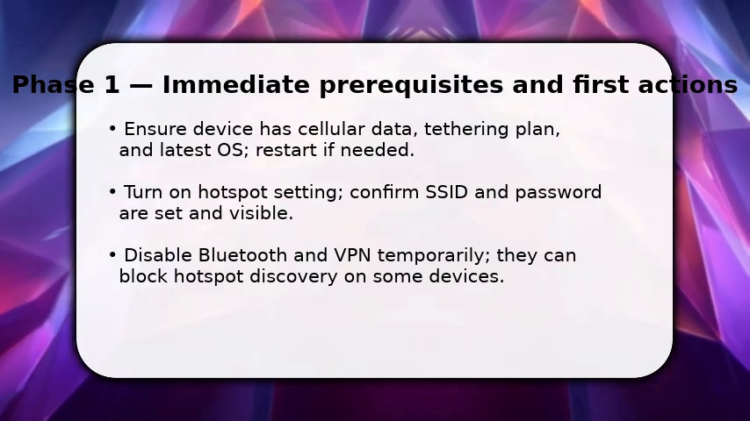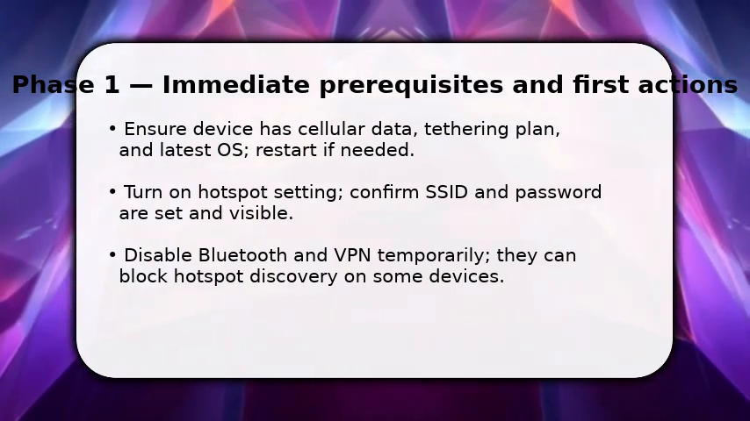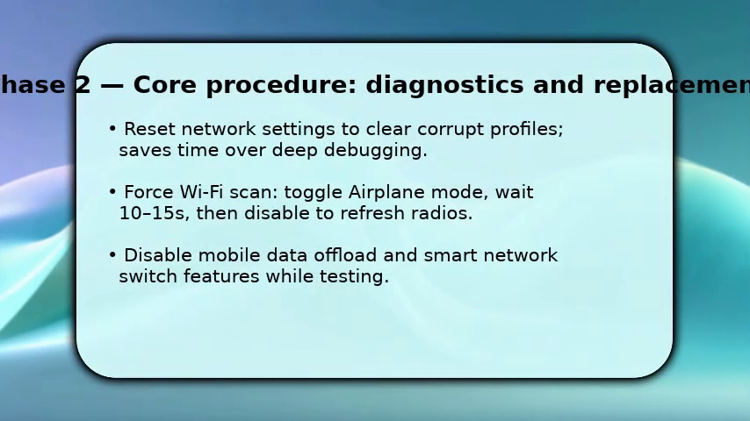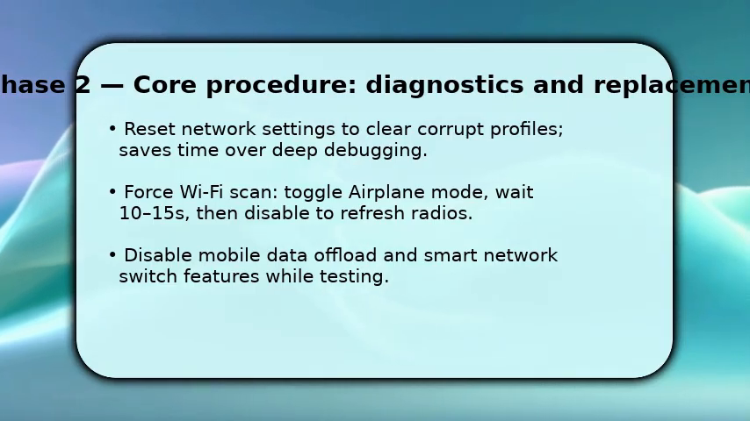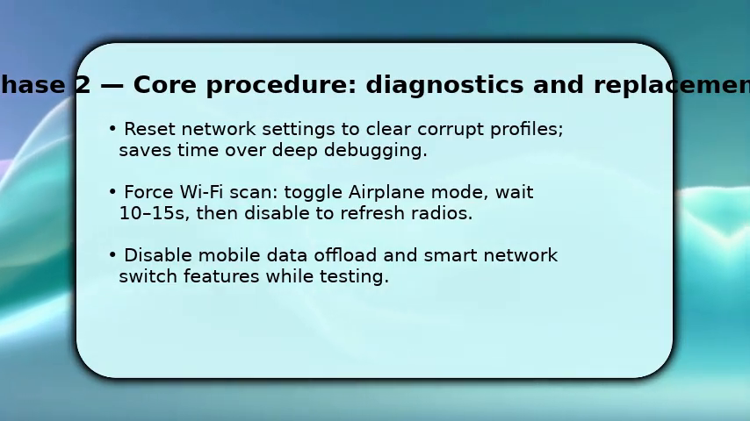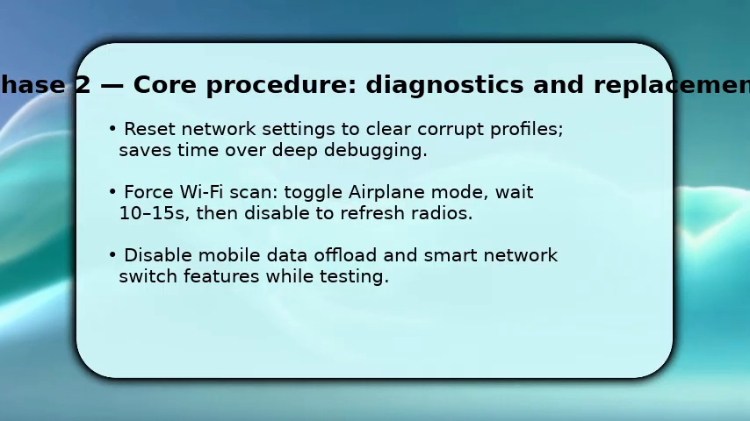Now continue with the more complex middle steps to restore the hotspot interface. Reset network settings to remove corrupt profiles. This resets Wi-Fi, Bluetooth, and cellular configs without deleting files. Do this if simple toggles fail.